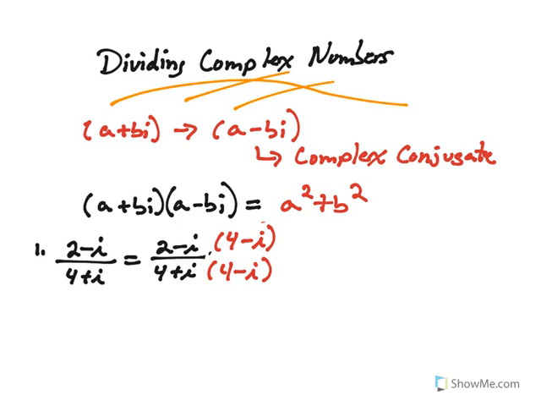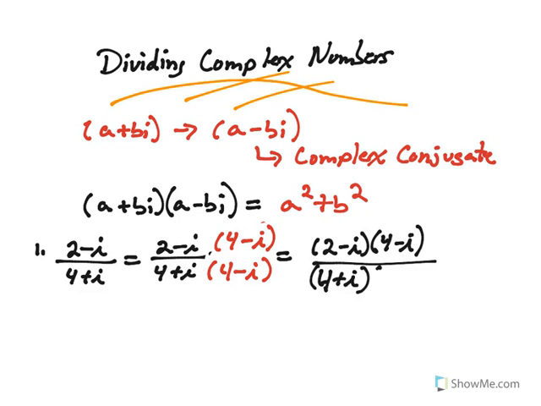Okay, so that's just going to be a matter of this, right? 2 minus i times 4 minus i, and that's going to be 4 plus i, 4 minus i. You just got to FOIL everything out. Okay, so let's do the numerator, okay?